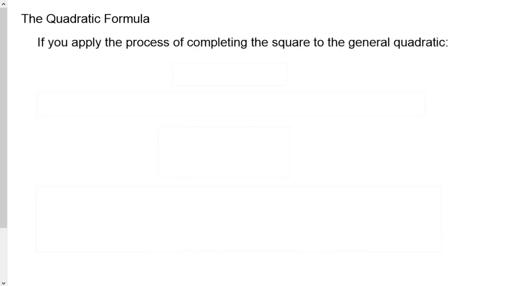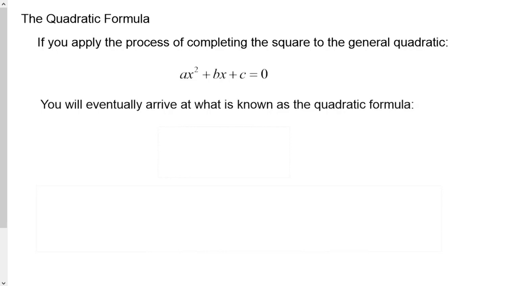So last topic here, the quadratic formula. If you apply the process of completing the square to the general quadratic, ax squared plus bx plus c equals 0, you will eventually arrive at what's known as the quadratic formula. So this is just a product of completing the square, so it's not really any different.